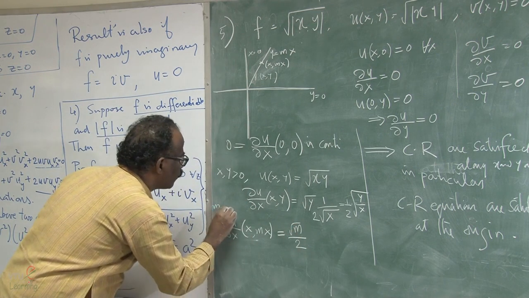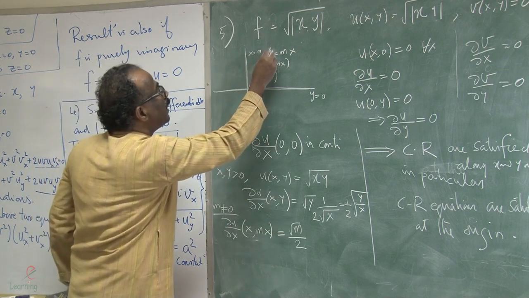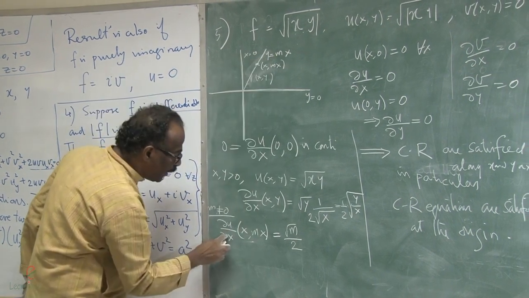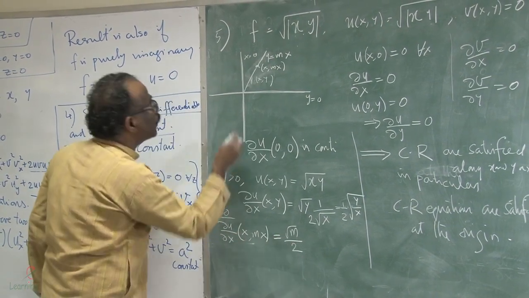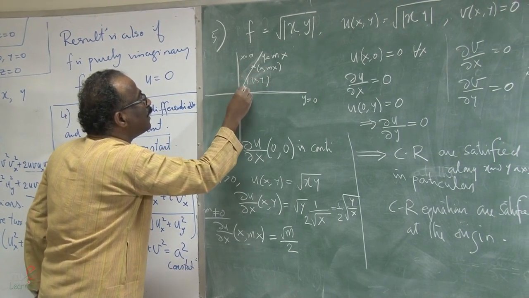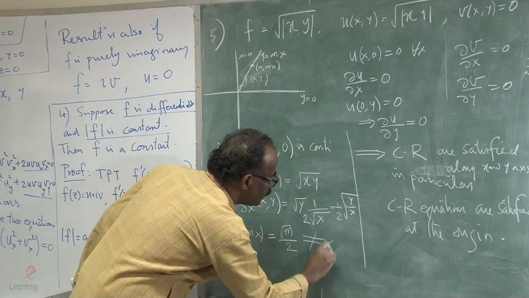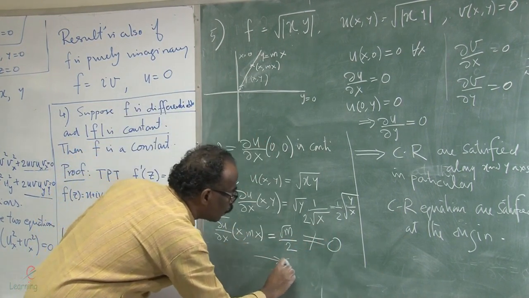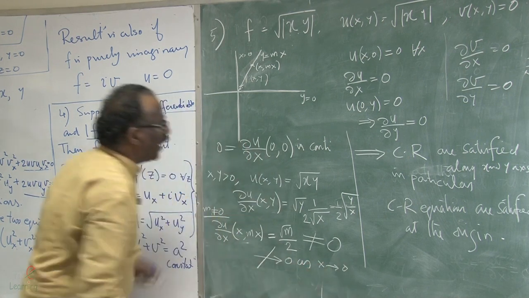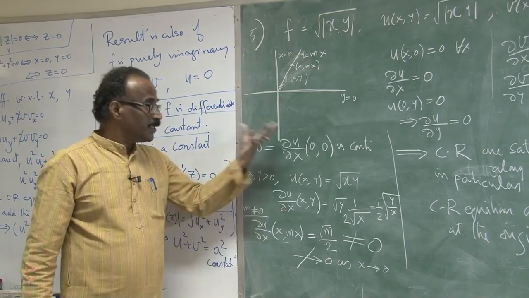m is not equal to 0 because it's a line. So I take a line here. Wherever I compute my du by dx, it will be constant, and my du by dx is equal to root m by 2. So as x tends to 0, wherever I compute here, this has a value which is different from 0 and does not tend to 0 as x tends to 0. So I don't have the continuity of du by dx at the origin.